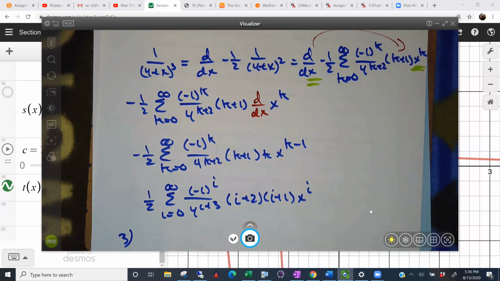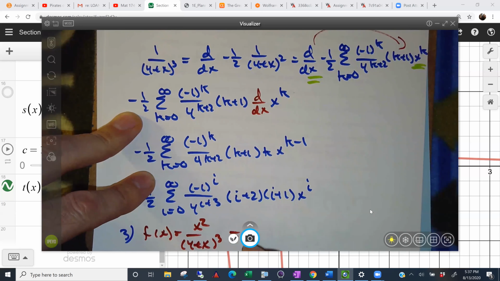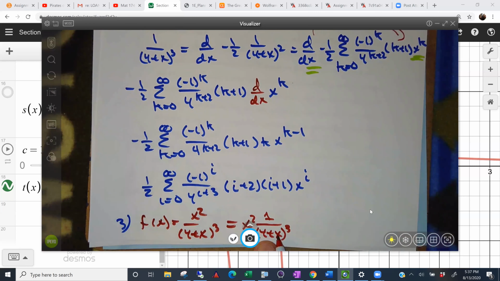The last one, we want to find an expression for f of x equals x squared over 4 plus x cubed. Well, the thing to notice here is that that's really x squared times 1 over 4 plus x cubed. And we've got a series for that. In fact, that series is right up here. So if I multiply in an x squared, I'm just going to be adding 2 to that exponent.